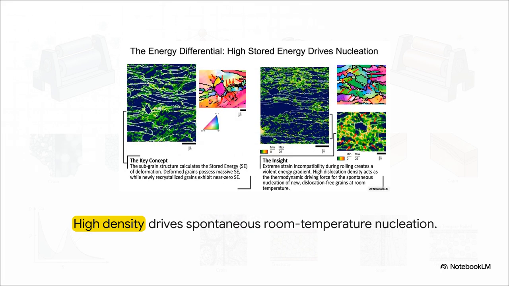So you might be wondering, what does all that early massive strain actually do? Well, the extreme strain incompatibility we just saw in the cryogenic process sets up a violently steep energy gradient. And this massive stored energy doesn't just sit there doing nothing. It acts as the ultimate thermodynamic driving force for the spontaneous nucleation of brand new, completely dislocation-free grains. And the kicker? This happens even at room temperature. The material is literally scrambling, trying to heal itself from that extreme stress.